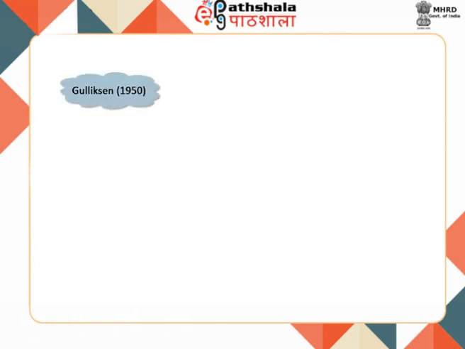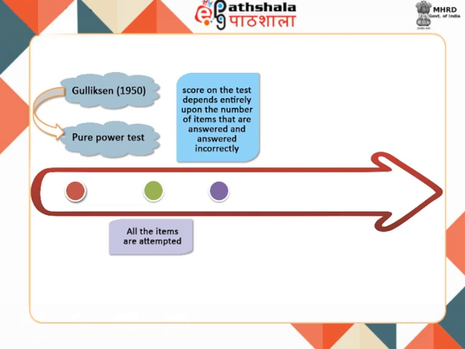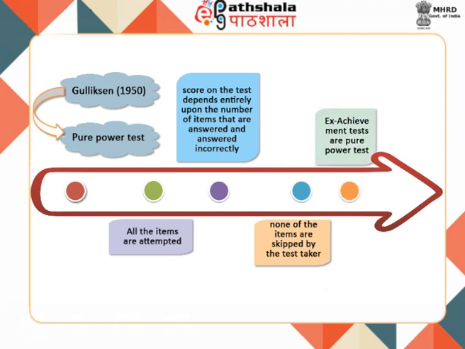According to Gullickson, in a pure par test, all the items are attempted so that the score on the test depends entirely upon the number of items that are answered correctly and answered incorrectly, assuming that none of the items are skipped by the test taker. Achievement tests are examples of pure par tests.